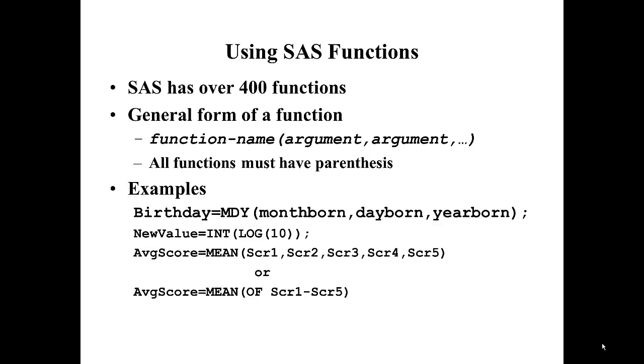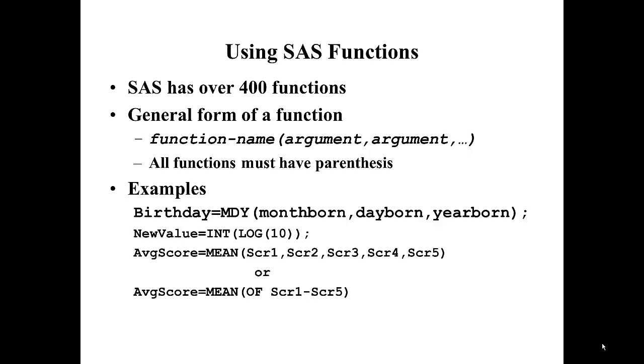Here are some examples. Birthday equals MDY, and then the parameters or arguments are month born, day born, year born. And that was what we just looked at in the SAS demonstration video on dates. Here's another example of a function. We have new value equals int of the log of 10. So notice here we actually have a function within a function. We're taking the log of 10, and then with the int function we're taking just the integer value of the log of 10.